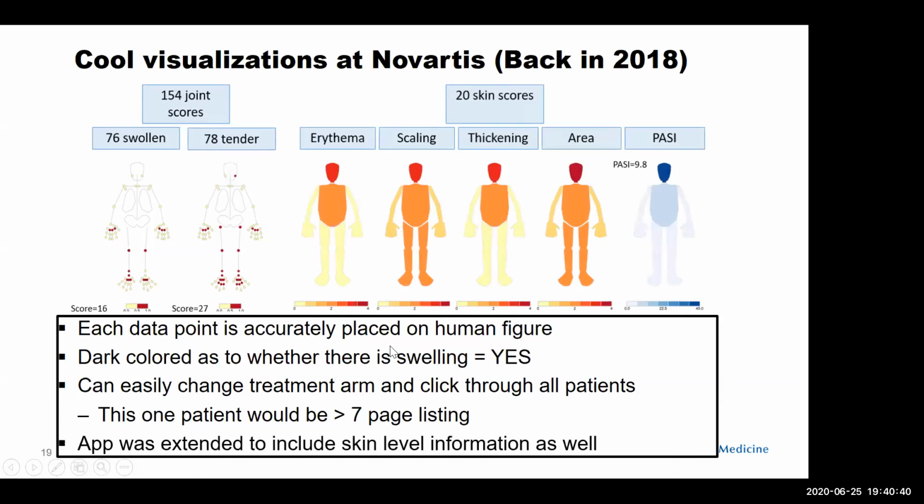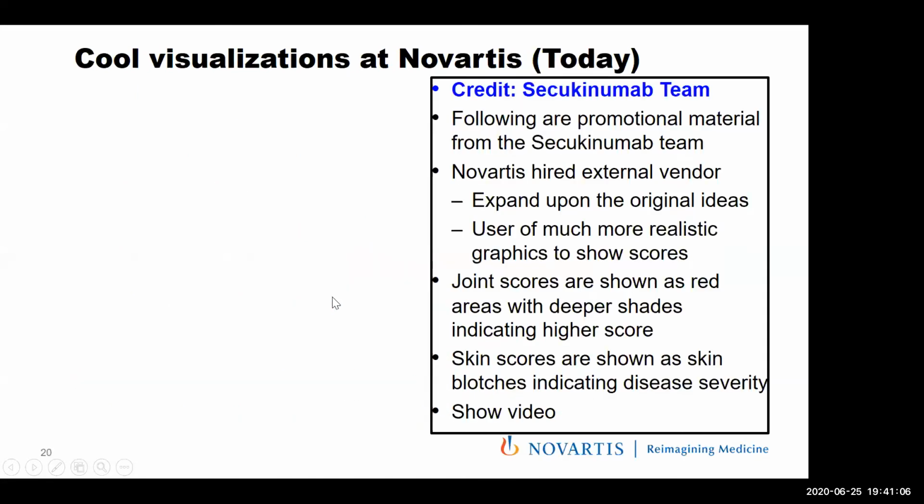This was also extended to skin scores. So we have scaling, thickening, PASI score. And so you can see how using the same kind of humanoid, you can have darker indicating worse conditioning, where lighter is better. And you can actually see how the patient may change at different time points in that study. So that was back in 2018. So the question is, well, where is that visualization now? So what happened was Novartis hired an external vendor to bring in and really try to expand upon this original idea.